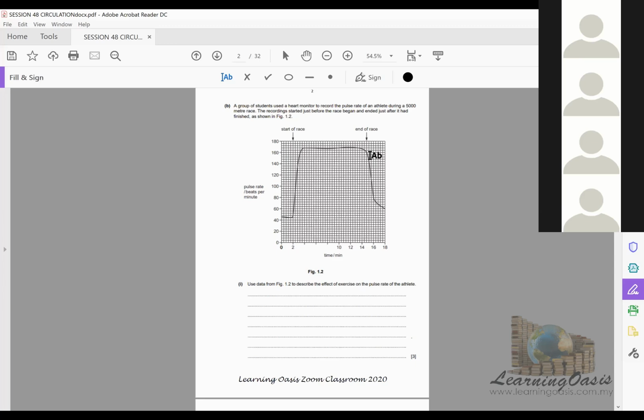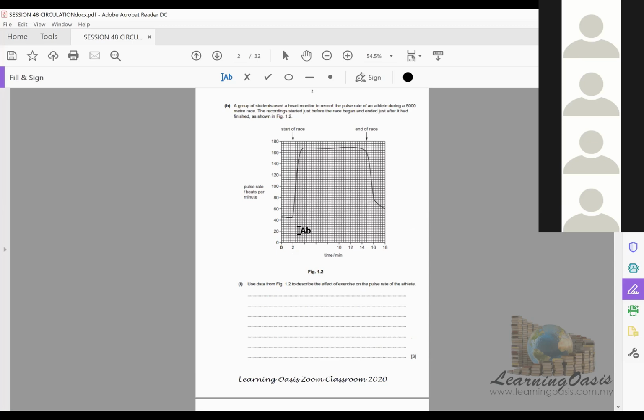At the end of the race, the pulse rate starts to decrease rapidly. But what about your final one? Start to decrease rapidly from 168 to 60 beats per minute, relatively higher than the beginning of the race. Okay, so how do you get 3 marks here?